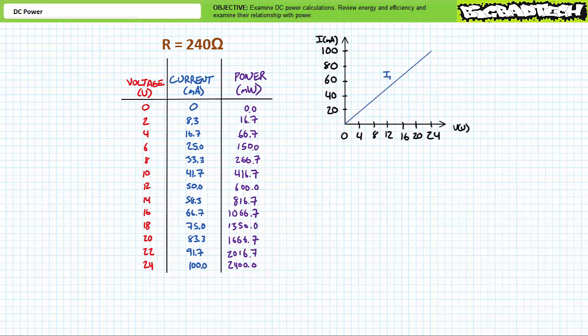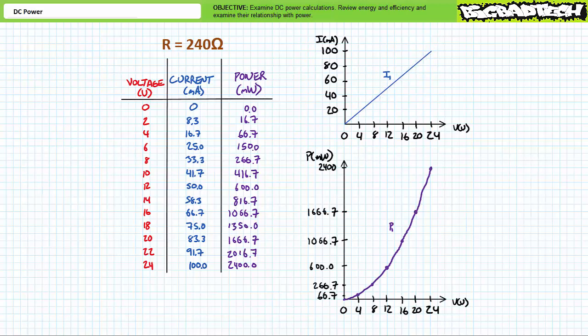In short, Ohm's law is a linear property, and when current as a function of voltage is plotted, the results speak for themselves. Every increase in voltage results in a proportionate increase in current. Power, in contrast, is not a linear property, but rather geometric in nature.